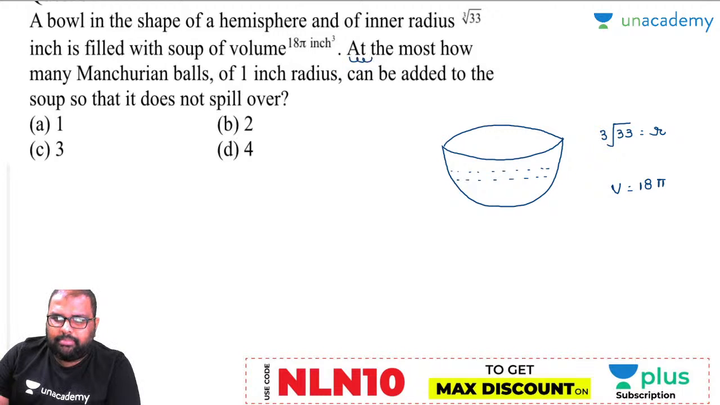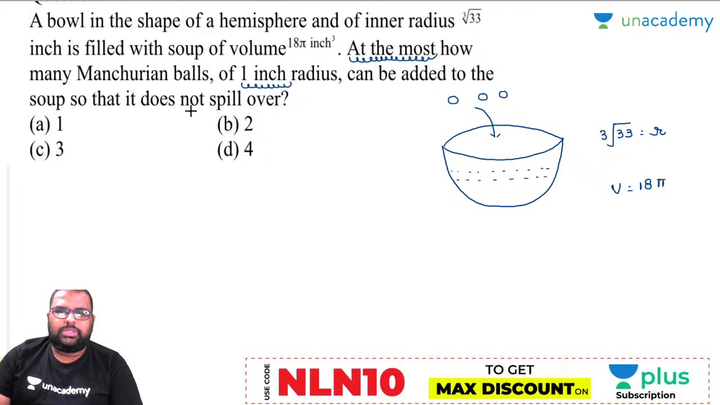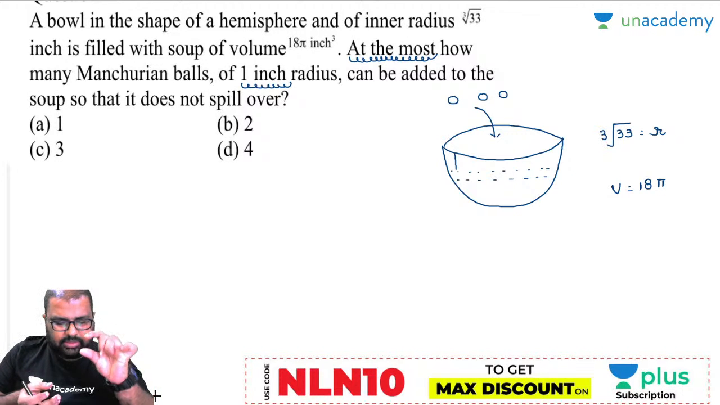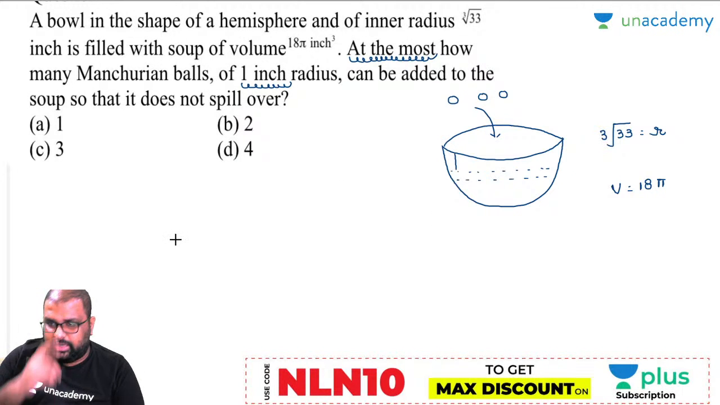At most is nothing but maximum. How many Manchurian balls of 1 inch radius can be added into the soup so that it does not spill over? So the soup must not flow out. It means you have to find out the remaining volume in the hemisphere, and you have to throw the Manchurian balls in with the remaining volume. First of all, let us find out the remaining volume.